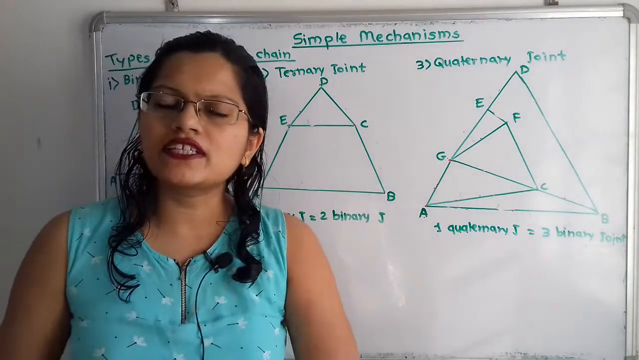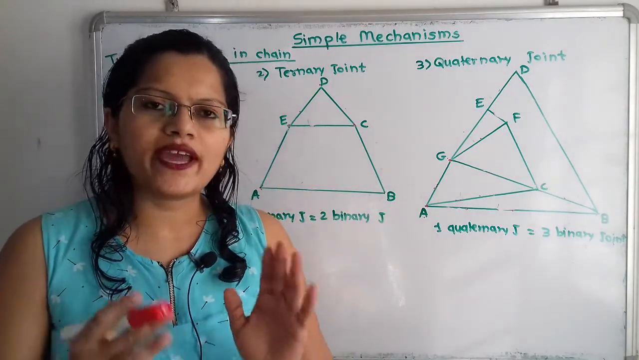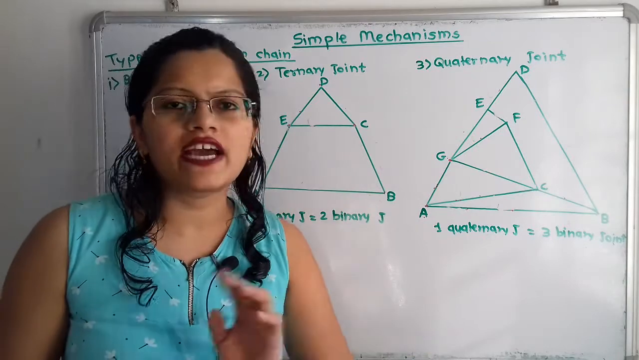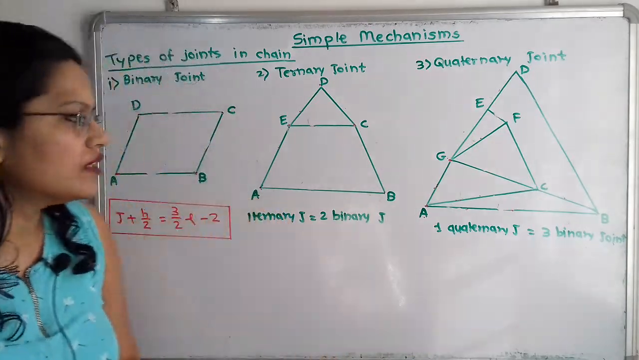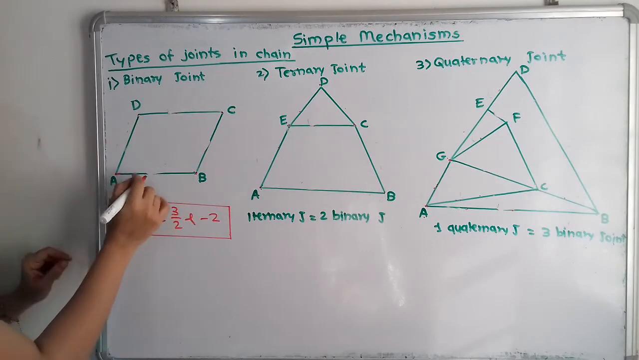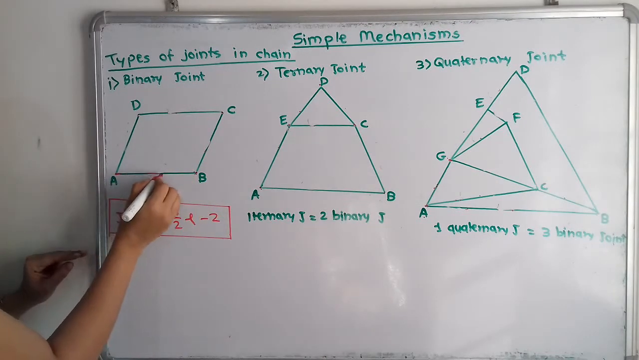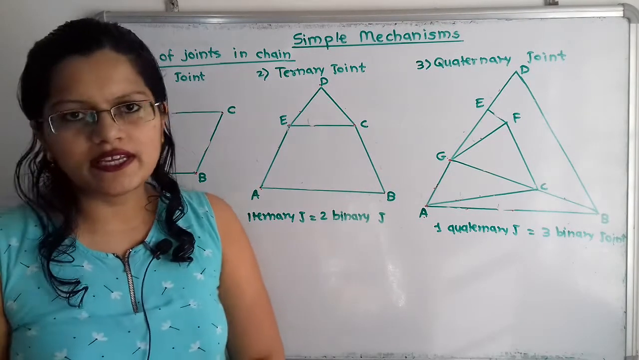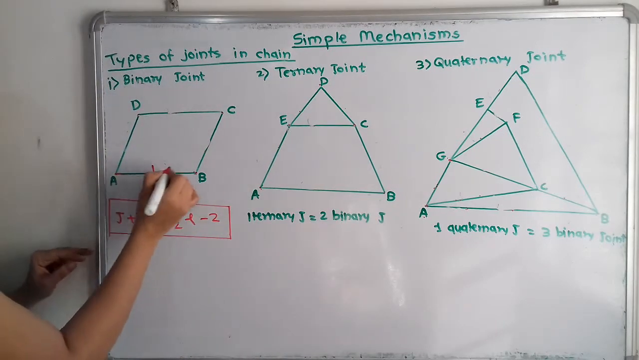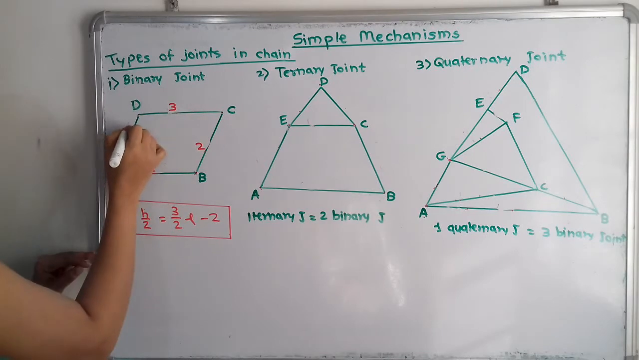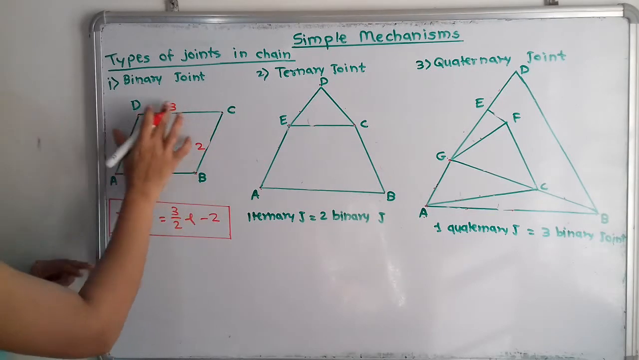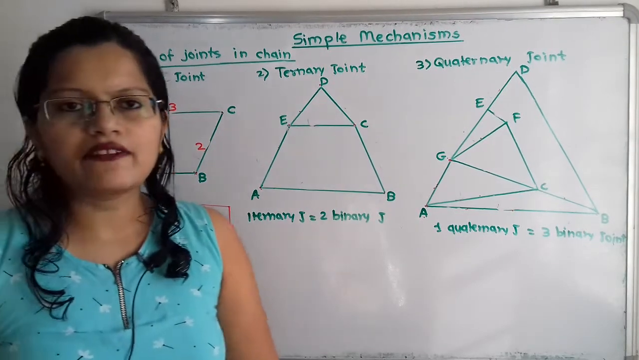When two links are attached at a point, then that point is called a binary joint. Now if we observe this diagram, here we will first give numbers to the links. So here is the link AB, one link BC, second link CD and link DA. So there are a total of 4 links.